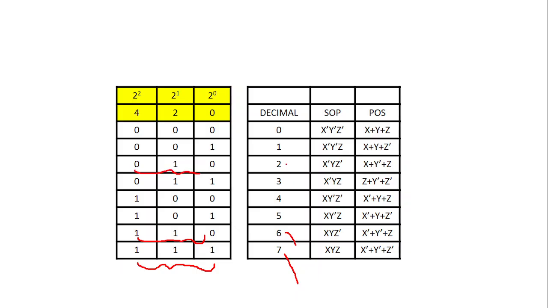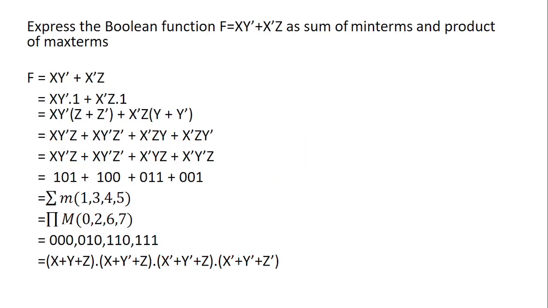2 is 1, 0, 1, 0 and 0, 0, 0 are 0. This is what I am writing. So I have written that thing. Now convert them into the product of max term.